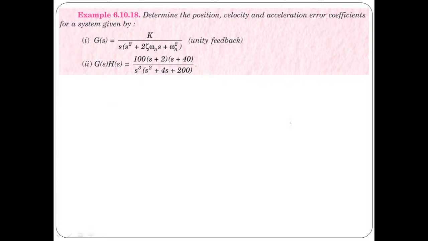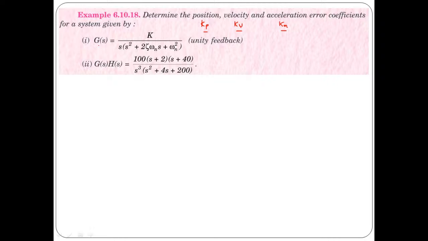Now let us try to solve one more numerical. The statement for this numerical is: determine the positional, velocity and acceleration error coefficients for a system given below. So here our objective is to find the value of Kp, because positional error coefficient is Kp, velocity error coefficient is Kv, and acceleration error coefficient is Ka. So we have to calculate the value of Kp, Kv, Ka for a system given below.